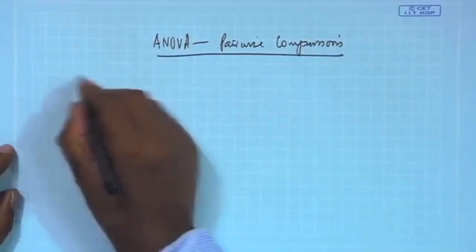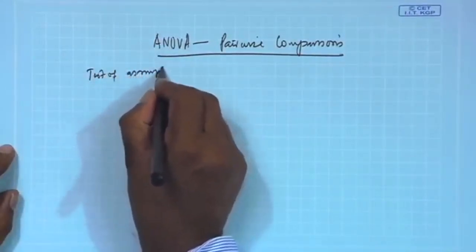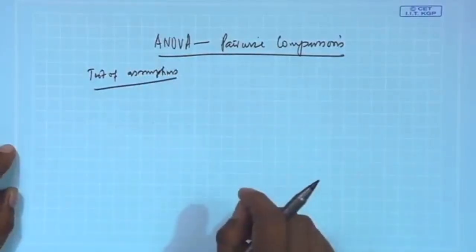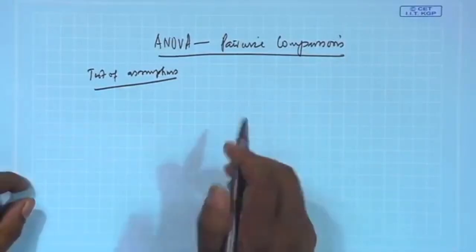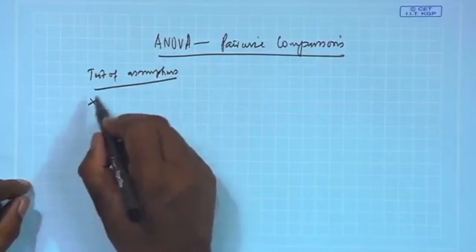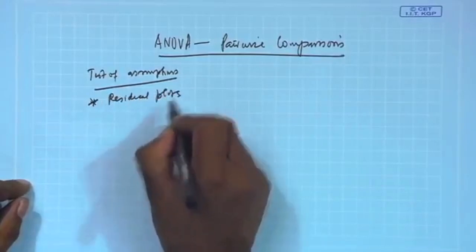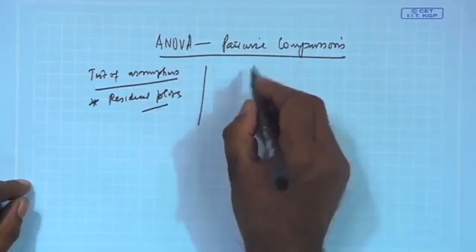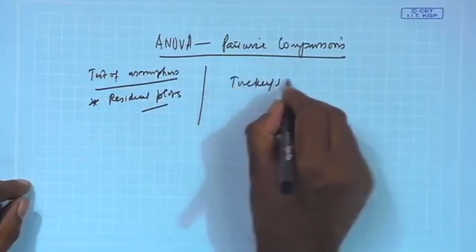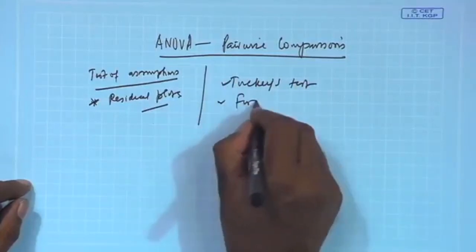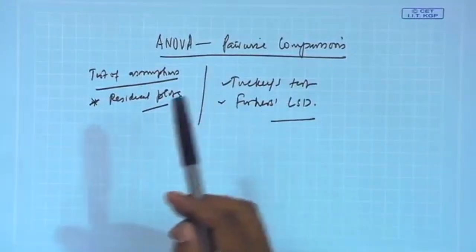Last class we ended with test of assumptions. Test of assumptions means normality test, homoscedasticity test, and independence and identically distributed test. I will quickly go through the residual plots now, and then we will concentrate on pairwise comparisons under Tukey's test and Fisher's LSD. These two tests will be discussed.